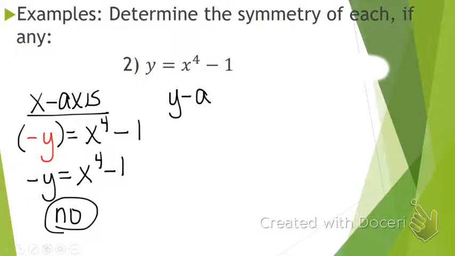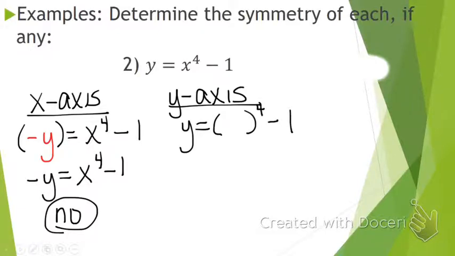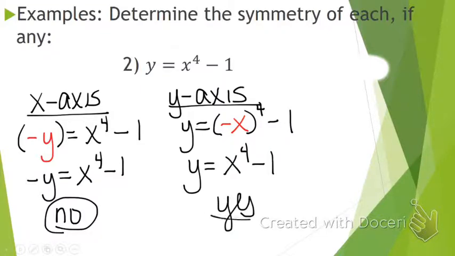So now let's look at y-axis symmetry. When I put a negative x in, negative x to the power of 4, anytime you take a negative 1 to an even index, it becomes positive. So we're actually left with y equals positive x to the fourth minus 1. Well, that is a match, so that is a yes. Yes to the y-axis. And lastly, let's check for origin.